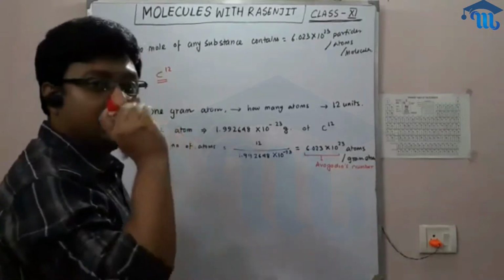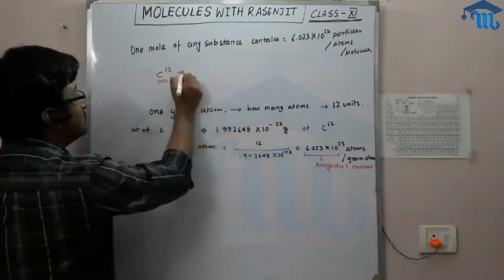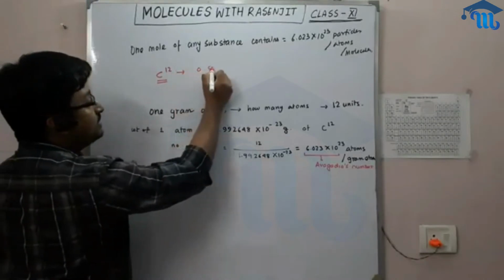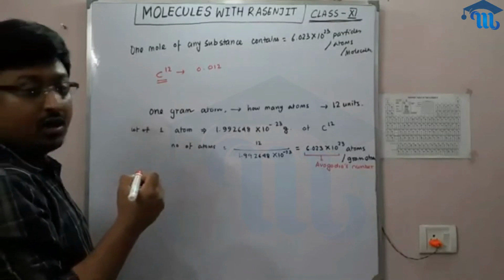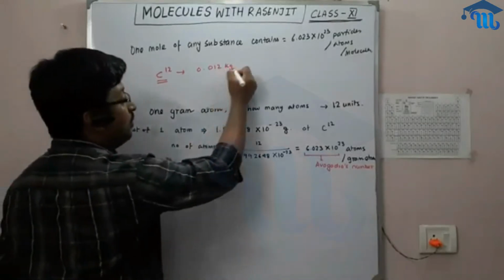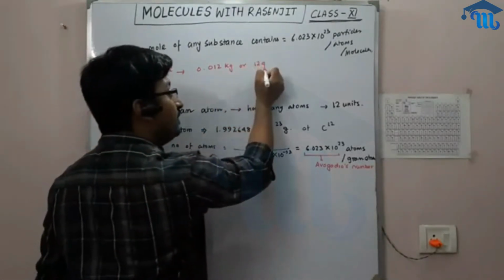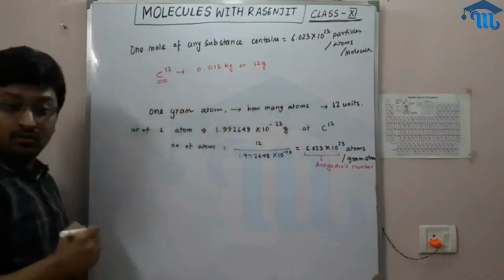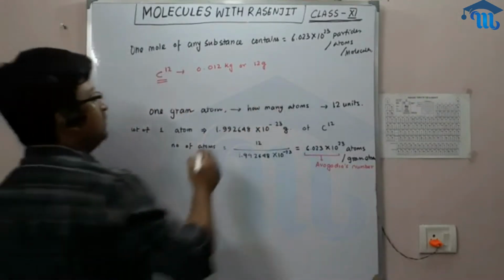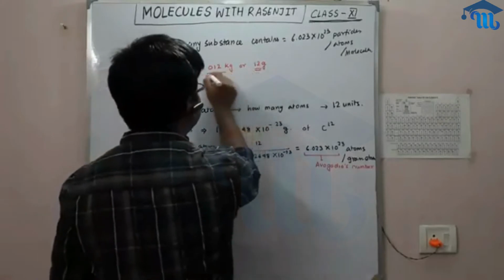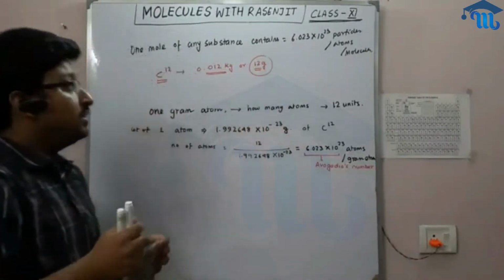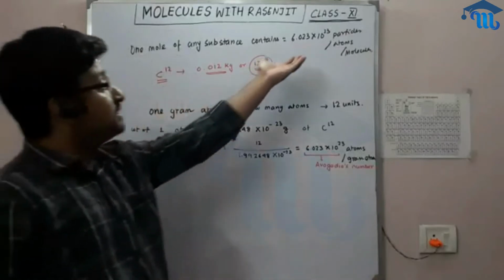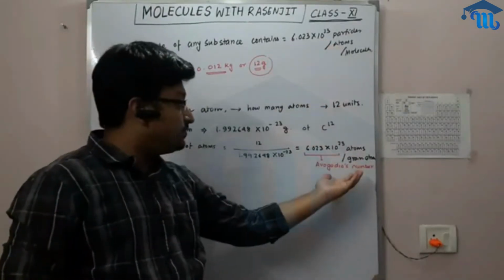the element carbon exists as C. So if we take that, the weight will be 0.012 kilogram or 12 gram, okay? So this 12 gram of carbon atoms contains this number of particles, as we deduced from here.